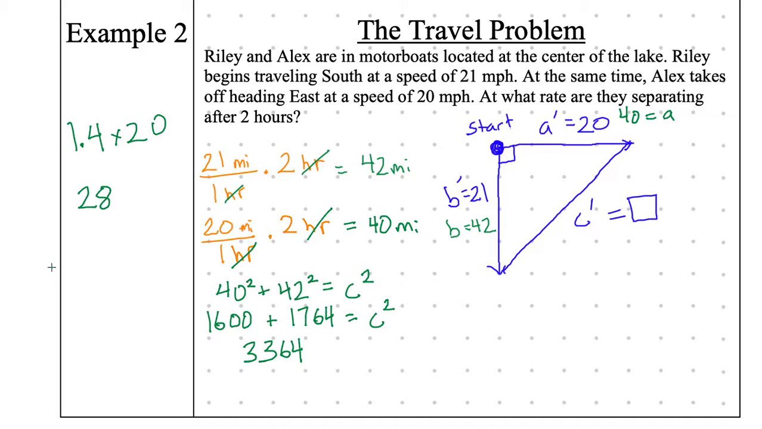How did I do that? 1.4 times 2 is 2.8, and then adding the 0 moves the decimal place. So this should be about 28. Just figure it out. What is 28 squared?